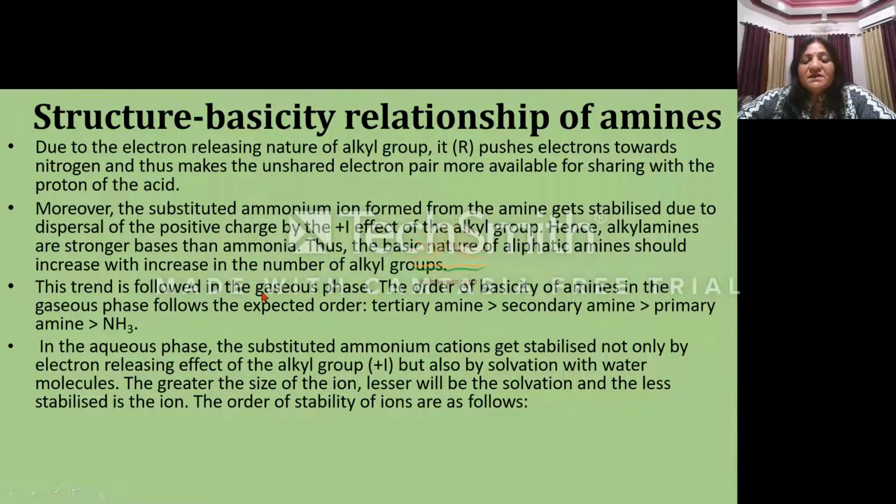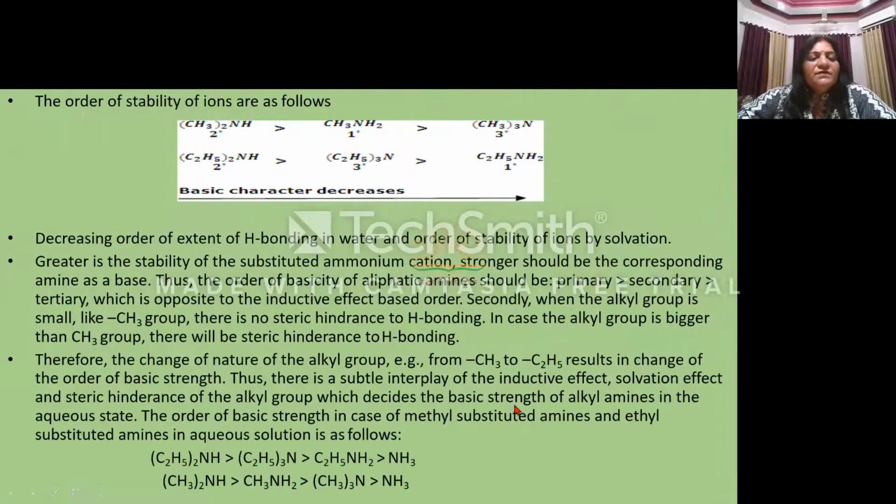In the aqueous phase, the substituted ammonium cations get stabilized not only by the electron releasing plus I effect, but also by solvation with water molecules. The greater the size of the ion, the lesser the solvation and the less stabilized the ion. So the order of stability of ions is as follows. Now the order of the stability of ions in the case of methylamine.